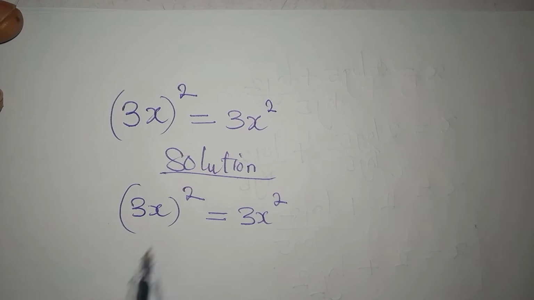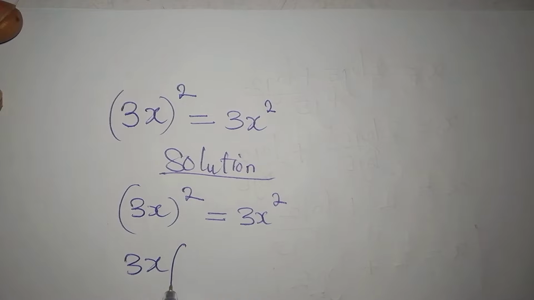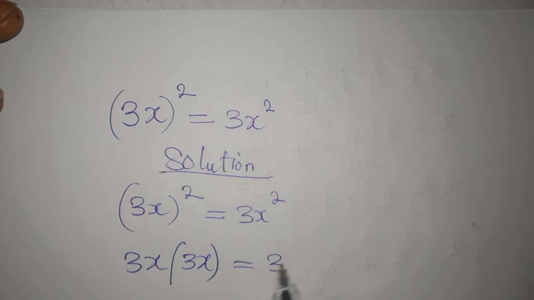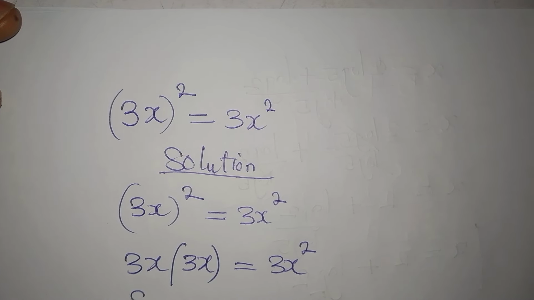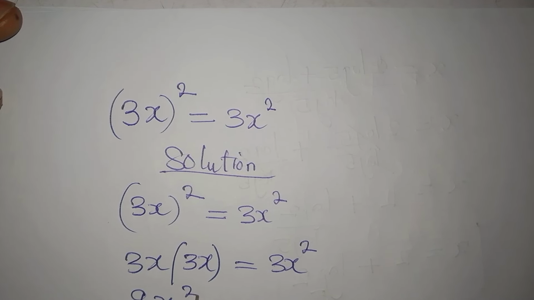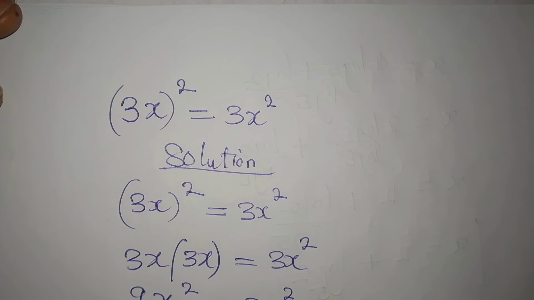Because from the left, this is 3x multiplied by 3x, okay? And then 3x² is there. 3 times 3 is 9, x times x is x². And then here we have 3x².